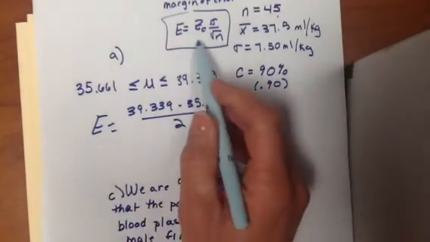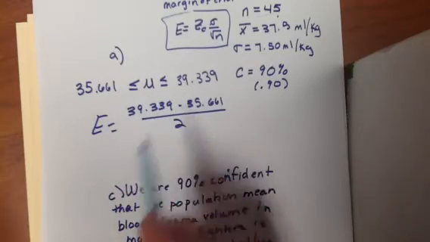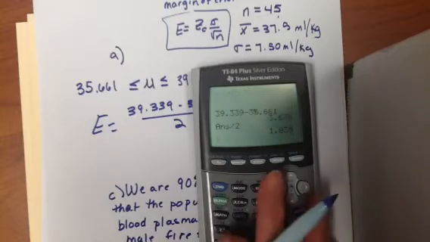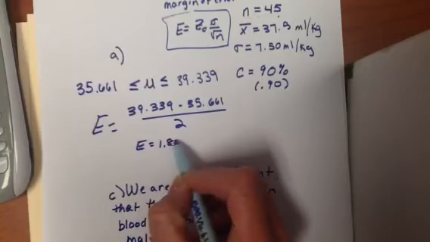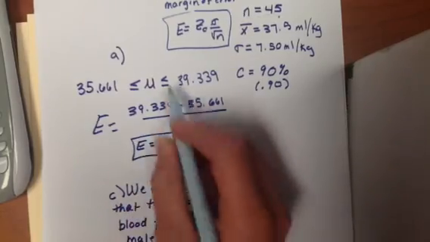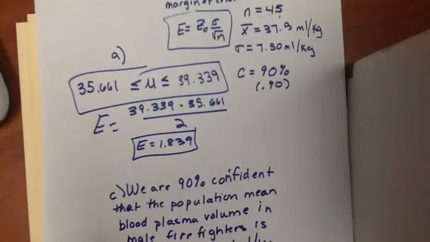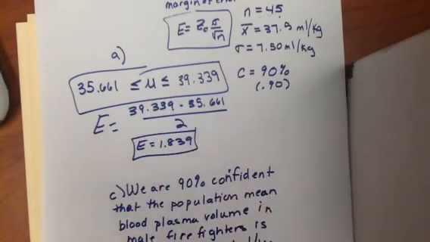So we can use the formula looking at the table, or once we have the interval, subtract them and divide by 2. So we have 39.339 minus 35.661 divided by 2, 1.839. So our margin of error is 1.839. So in part A, we've calculated our confidence interval, our margin of error.